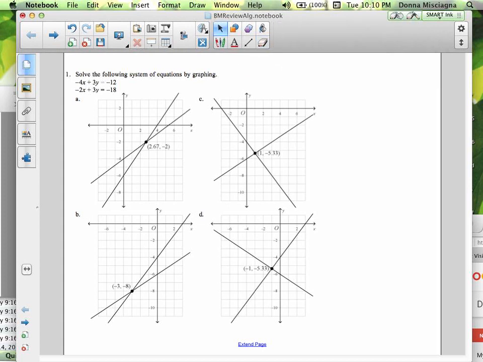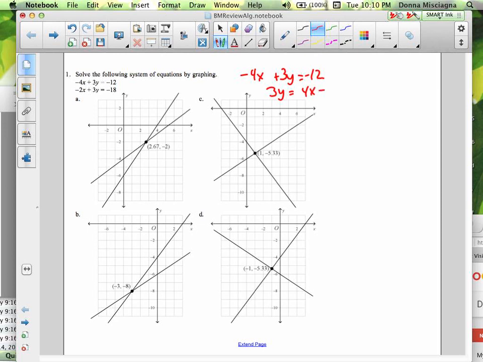Negative 4x plus 3y equals negative 12. Add 4x to both sides, so we have 3y equals 4x minus 12, and then divide by 3. So we have y equals 4/3 x minus 4. That's one of our equations. Now let's take a look.